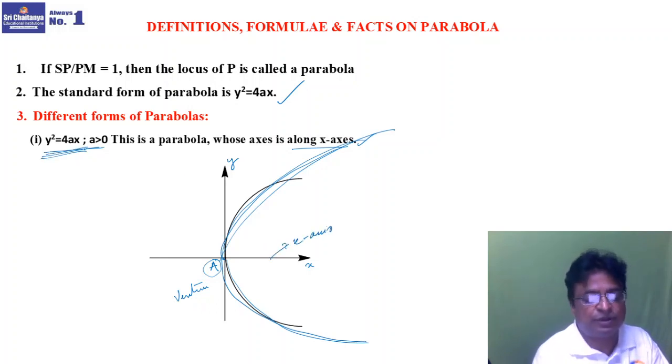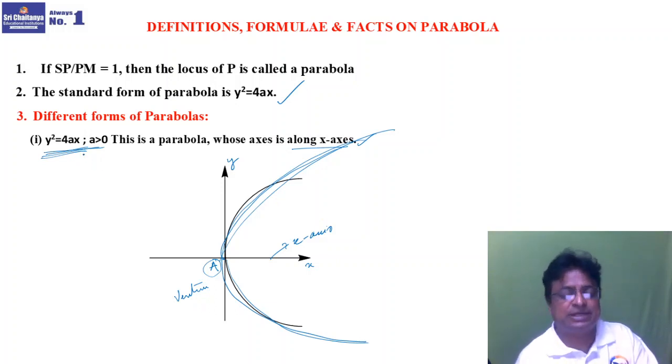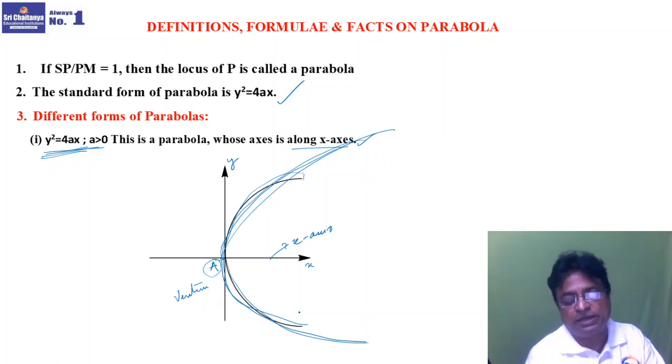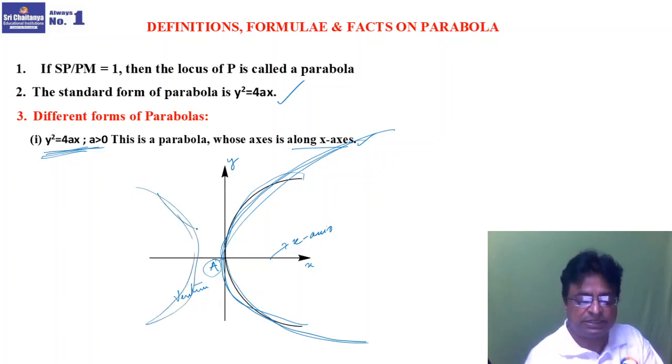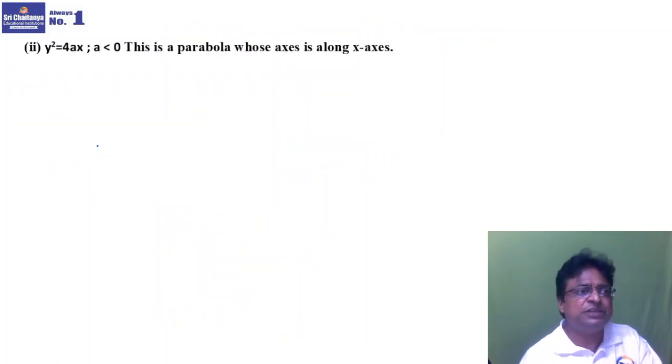For y square equals 4ax with a greater than 0, the parabola always lies to the right of the y-axis. This is the right part; no branch of this parabola lies on the left side. In this area it never appears. Now if a is less than 0, what will happen?